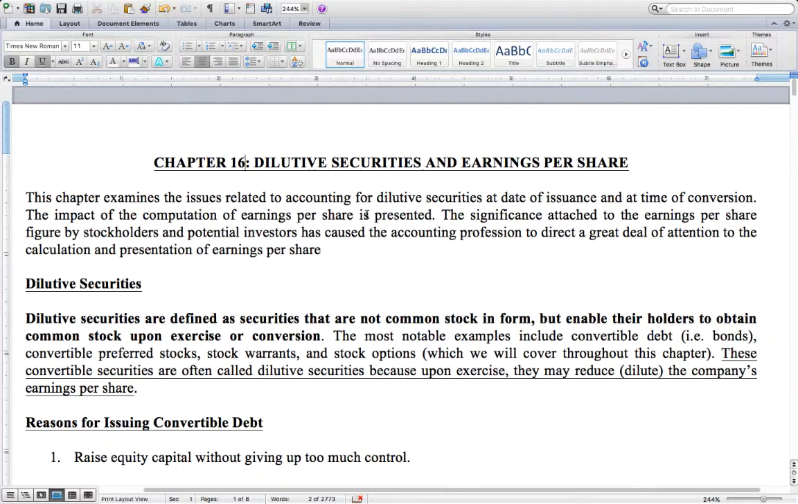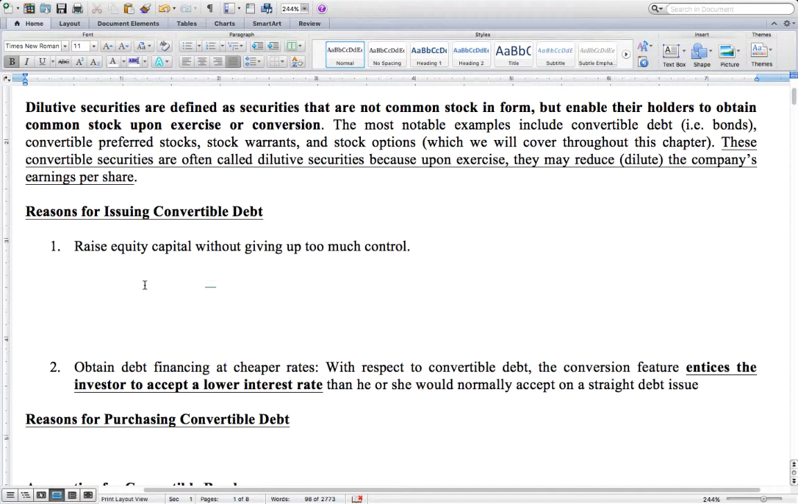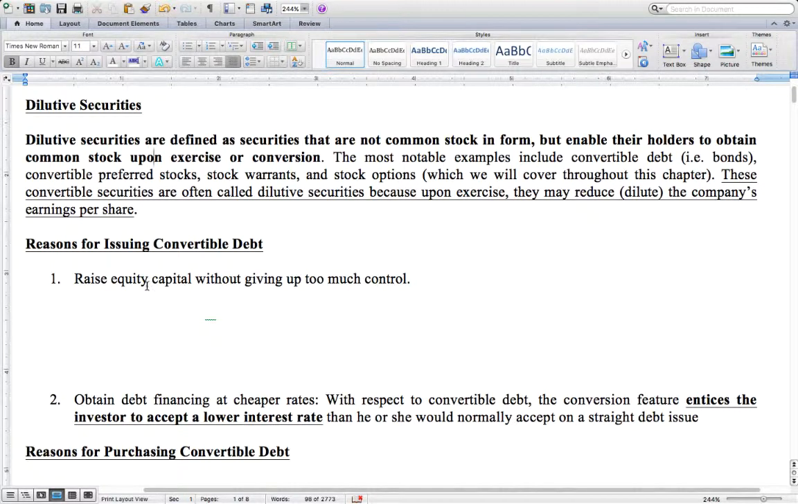Basically, this chapter is going to examine the issues related to accounting for dilutive securities at the date of issuance and at the time of conversion. We are going to figure out how these dilutive securities impact earnings per share and the significance that they have for stockholders and potential investors. All right, let's dive in. Starting off, we're going to focus on dilutive securities, and then we'll jump into earnings per share after that.